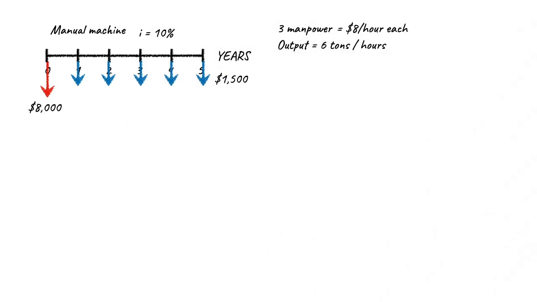Okay, as for the manual machine, we know there are 3 manpower which cost $8 per hour for one person, and the output for 1 hour is 6 ton. So for 3 manpower, the variable cost is 3 manpower multiplied with the $8 each. Okay.